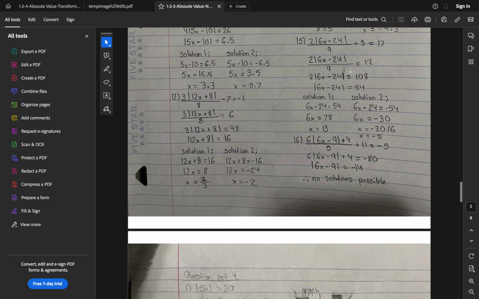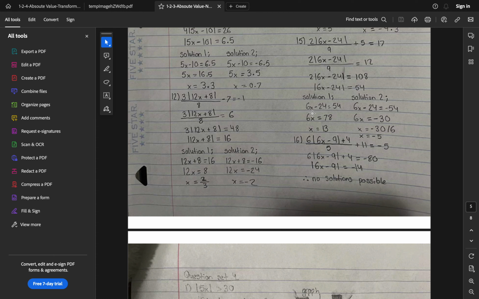Question number 15. So it's 2 times the absolute value of 6x minus 24, divided by 9, plus 5. We rearrange so that we only have the numbers for the absolute values on the left side, and we basically get the absolute value of 6x minus 24 is equivalent to 54. Once again, two possibilities where it's positive 54 and negative 54.